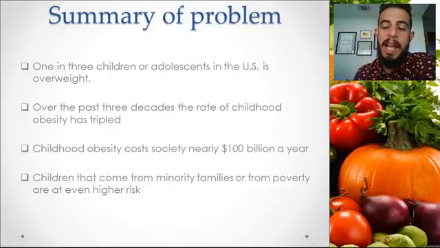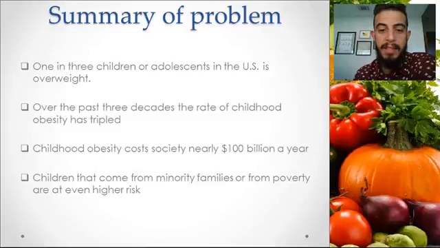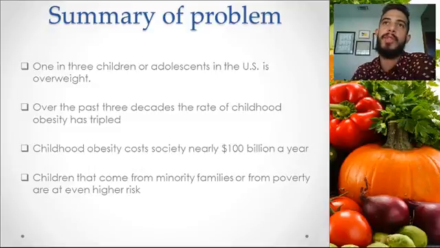Here I have a summary of problems that arise because of childhood obesity. 1 in 3 children or adolescents in the U.S. are overweight. Over the past 3 decades, the rate of childhood obesity has tripled. Childhood obesity costs society nearly 1 billion a year, and children that come from minority families or from poverty are at even higher risk.